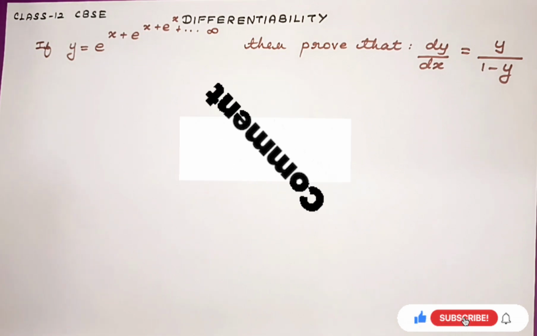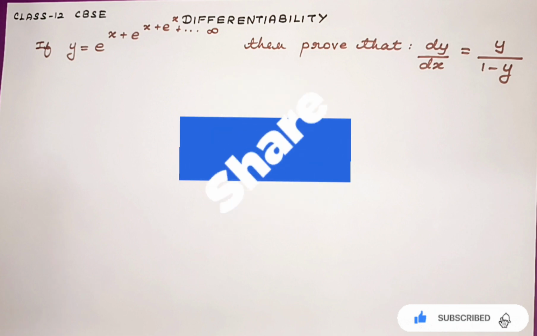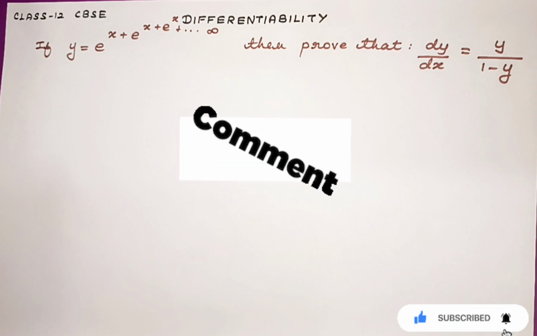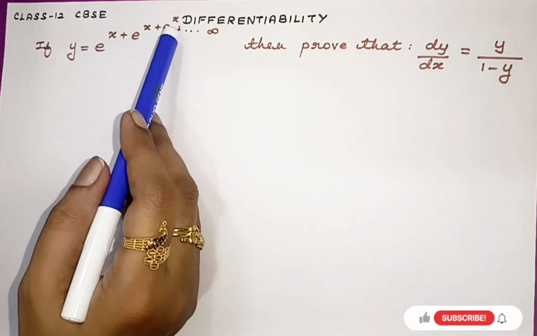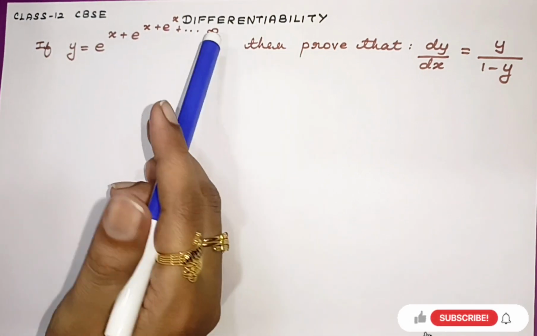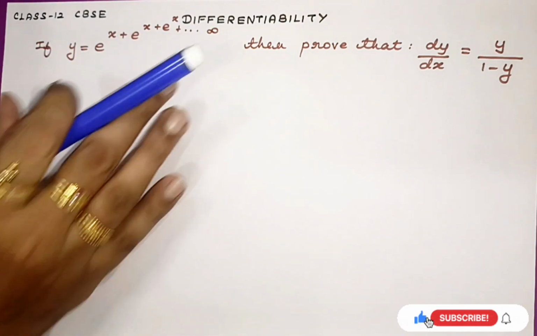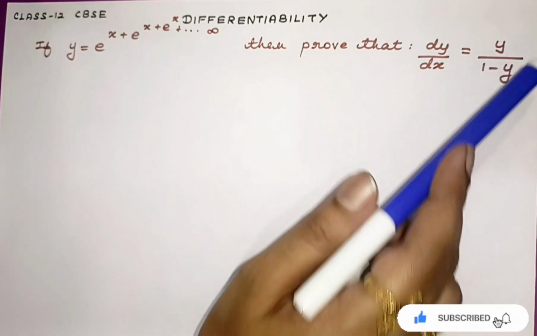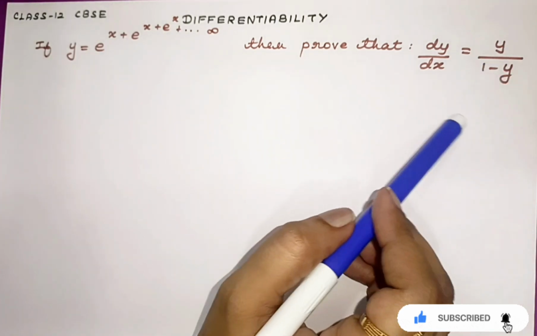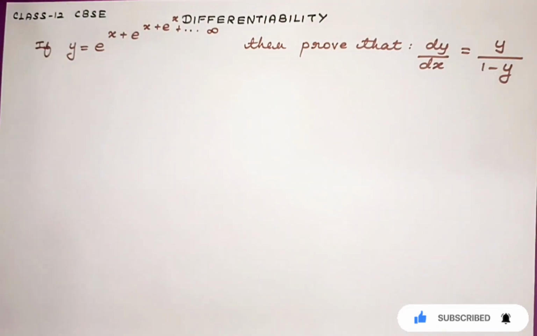If y is equal to e power x plus e power x plus e power x, etc., up to infinity, they have given. This is the question. We have to prove that dy by dx is equal to y by 1 minus y. See, the solution is very simple now.